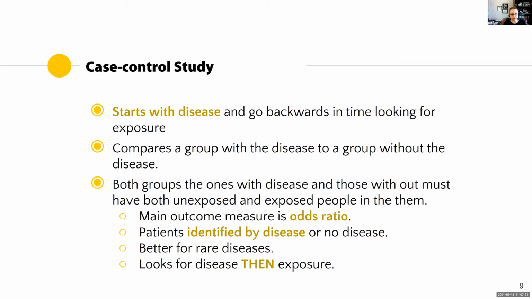And this one's better for rare diseases. That's because if it's rare, then it's a whole lot easier to find people that have it than to have a cohort that you're going to follow in time to see if they get it, if that makes sense. And we can come back to that if we need to.